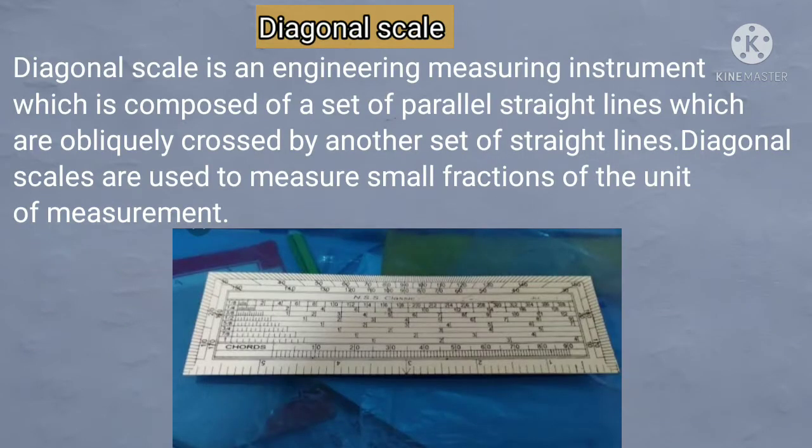Here's another important measuring instrument, the diagonal scale. Diagonal scale is an engineering measuring instrument which is composed of a set of parallel straight lines which are obliquely crossed by another set of straight lines. Diagonal scales are used to measure small fractions of the unit of measurement.